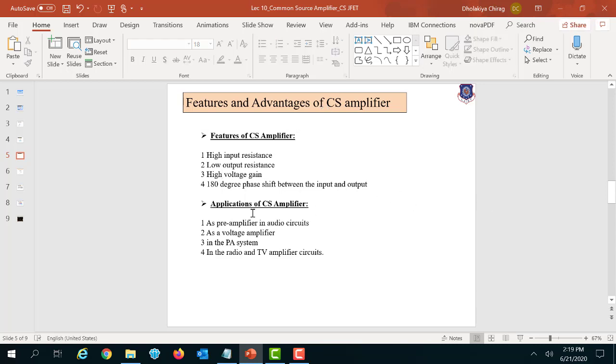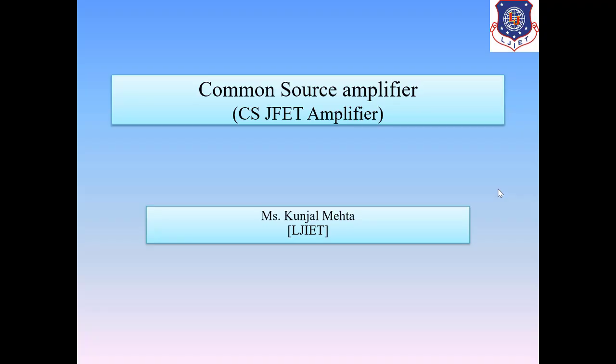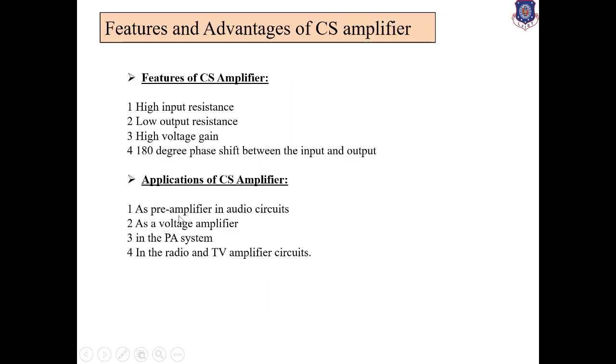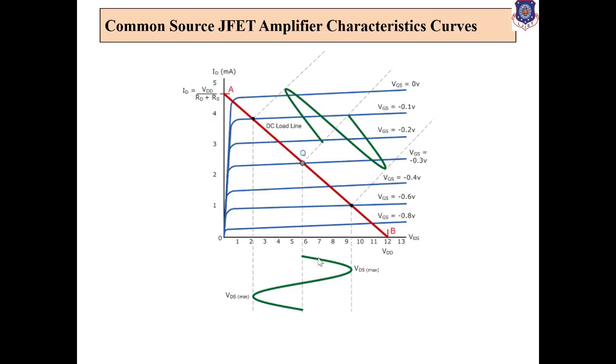Let us discuss the applications of the CS amplifier. Applications: as a preamplifier in audio circuits, as a voltage amplifier in the PA system, that means public address system, and in radio and TV amplifier circuits. In real-time applications, we are using the common source amplifier.